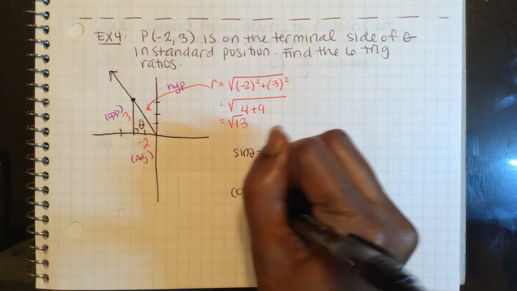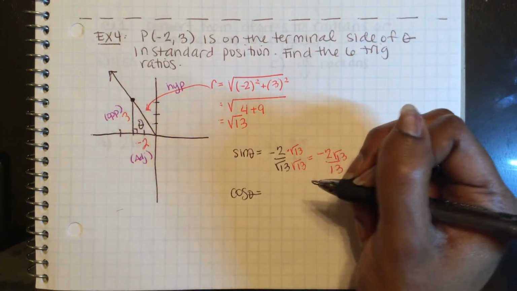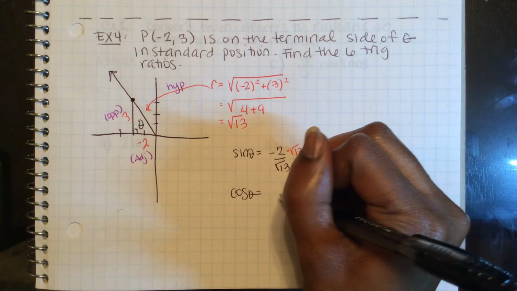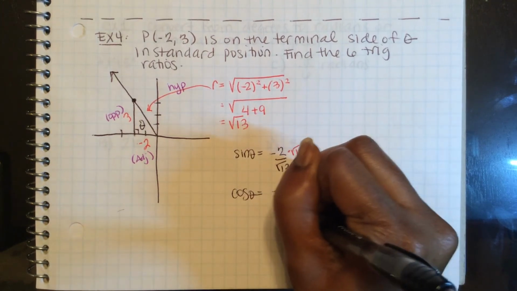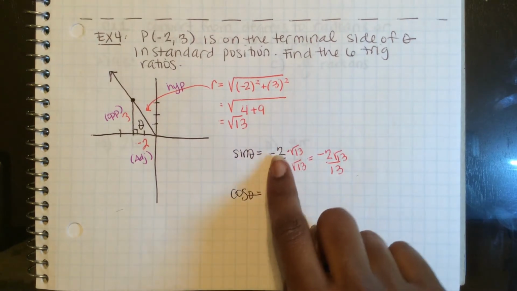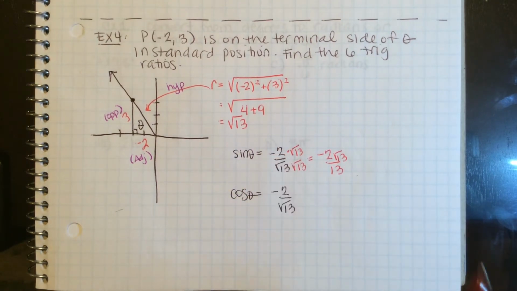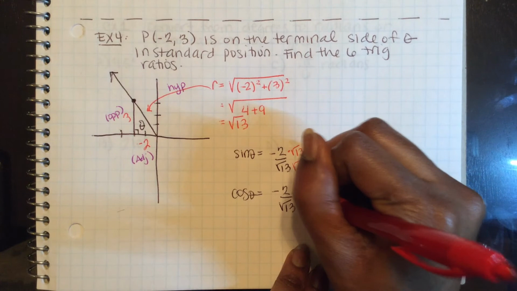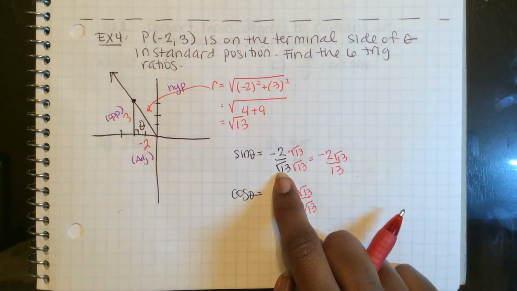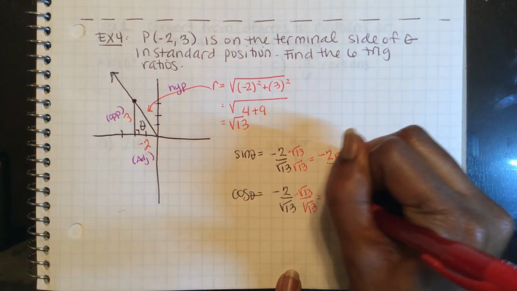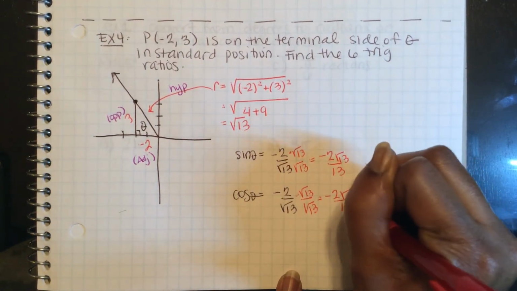So cosine theta is, oopsie, x over r. So I actually messed up on this one. This one should have been y over r. I'll fix it in a second. So once again, I need to rationalize my denominator because a fraction always needs to be out of a whole number, never a decimal. So this is -2 square root 13 over 13.